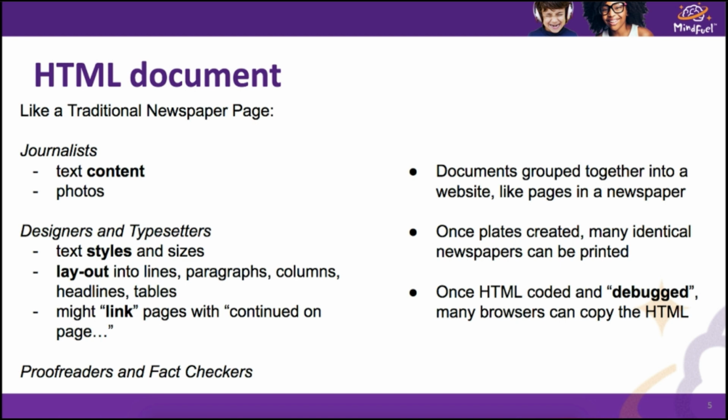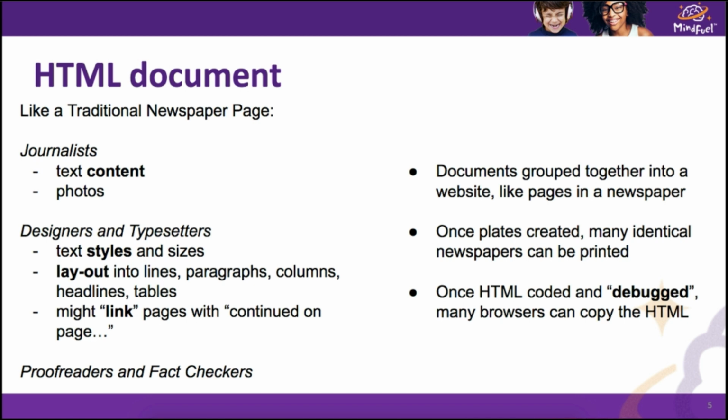And at different stages of preparation, proofreaders and fact checkers look for errors of any kind. Once ready, printing plates can produce many newspapers for distribution. All of this is also done with websites and apps. HTML documents declare what goes into each page of a website and declare how browsers should display them. Once coded, an HTML document can be seen by thousands or millions of people using internet browsers.